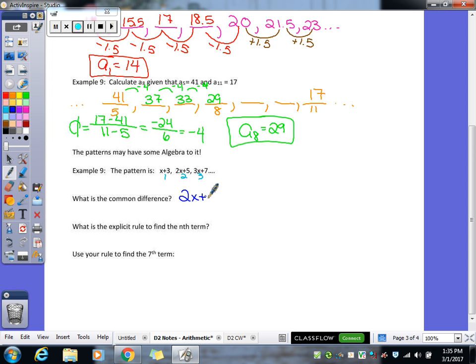So take one of your terms. In this case, I'll take my second term. Subtract the term before it. So I'm going to subtract my first term from it.